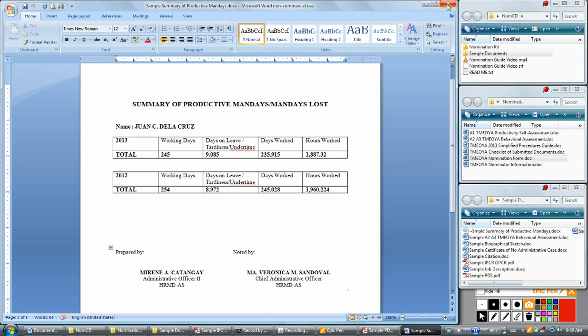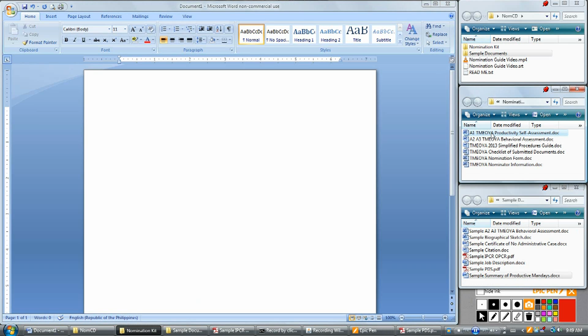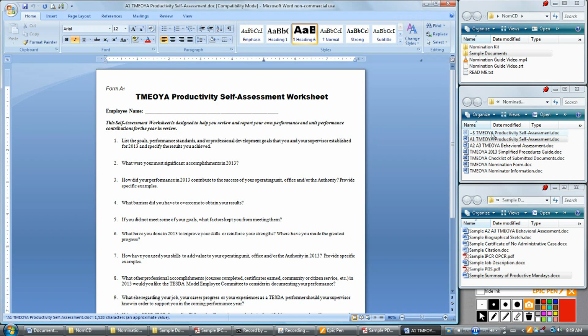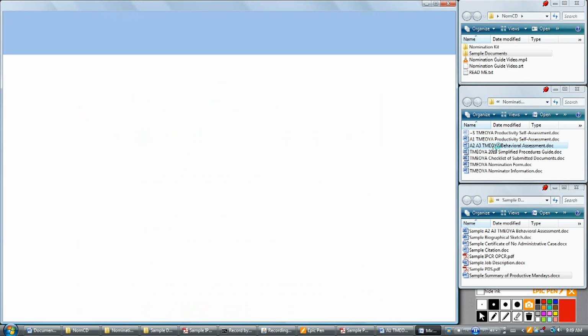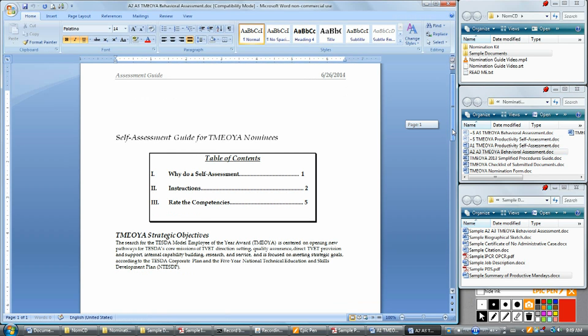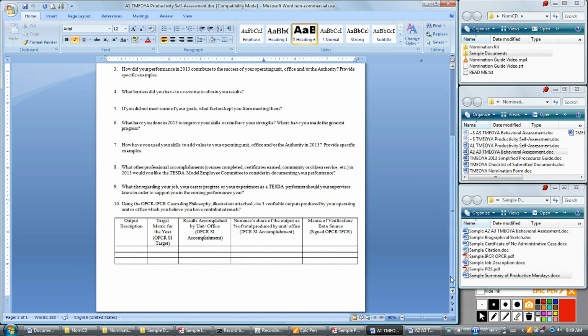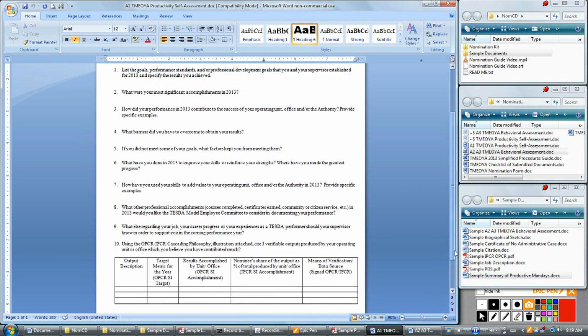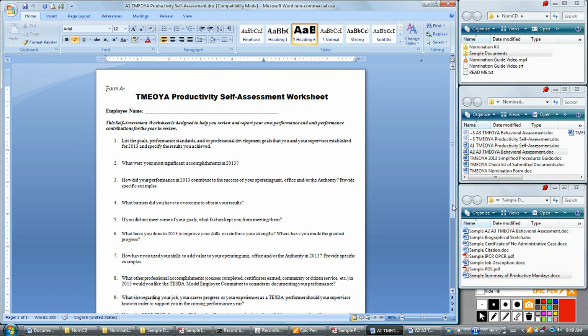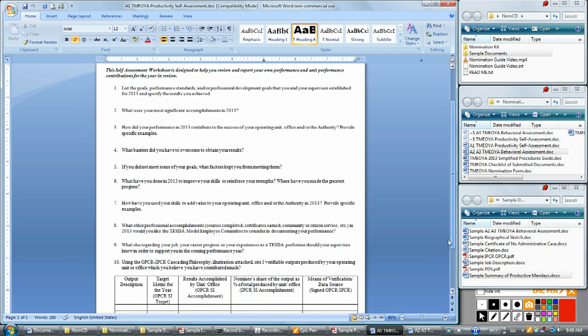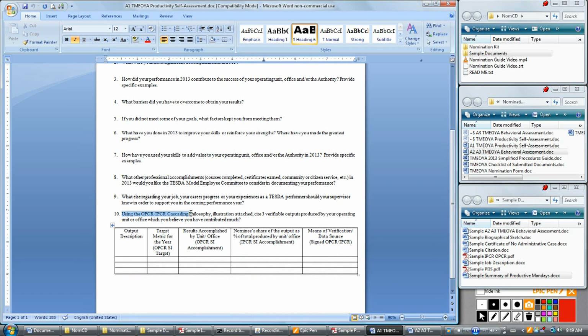The Model Employee Assessment Forms come in two files, the A1 Productivity Self-Assessment Form and the A2 and A3 Behavioral Assessment Form. Form A1 should be filled out and duly signed by the nominee. It is designed to help the nominee review and report his or her own performance and contributions for 2013. Please remember that the accomplishments written in this form should be verifiable using the IPCRs and OPCRs included in the nomination kit.